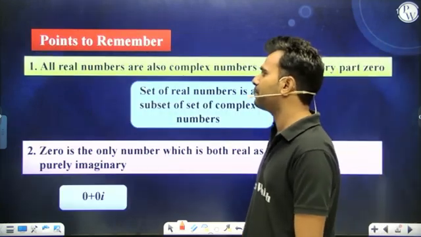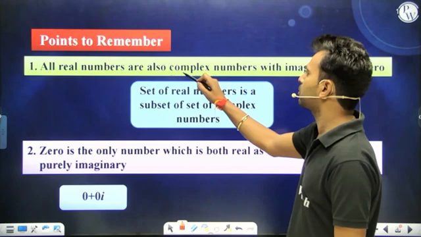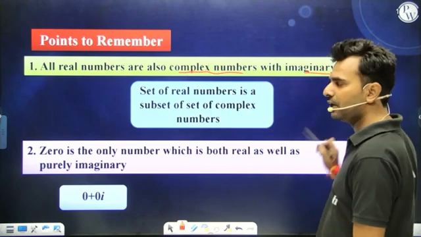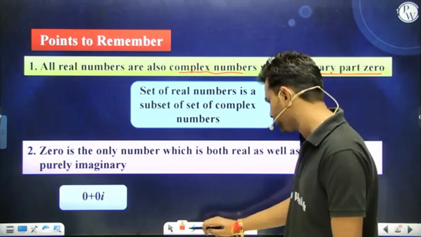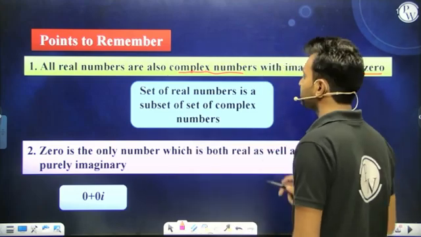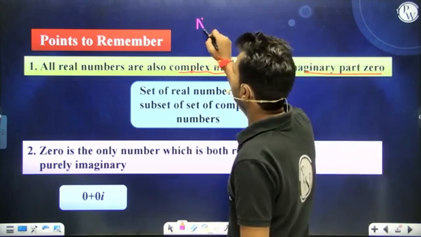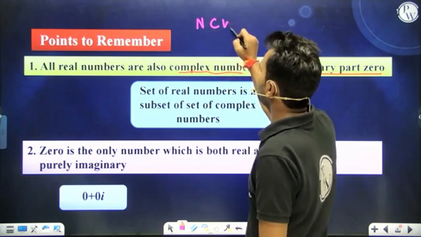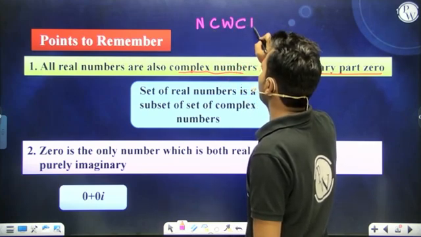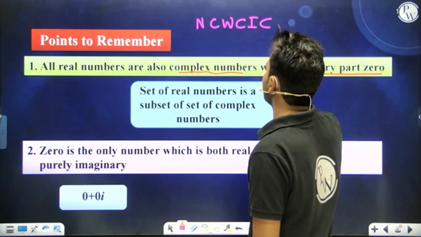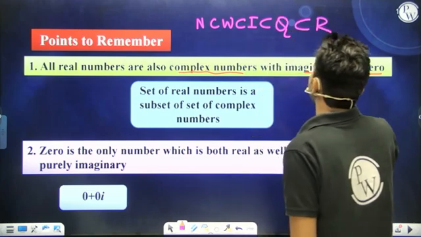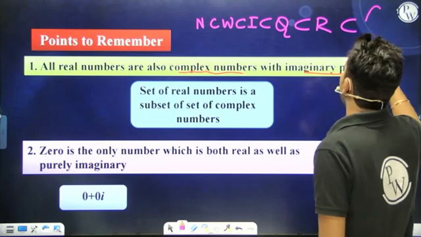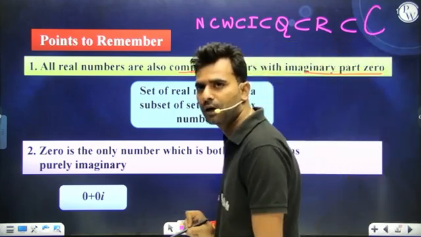Points to remember. All real numbers are also complex numbers with imaginary part equal to 0. The set of real numbers is a subset of complex numbers, because I hope you have studied this: natural numbers are a subset of whole numbers, whole numbers are a subset of integers, integers are a subset of rational numbers, rational numbers are a subset of real numbers, and real numbers again are a subset of complex numbers.